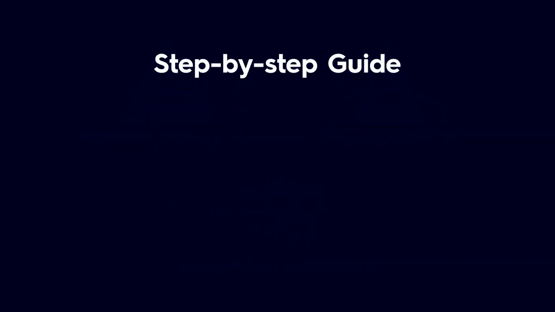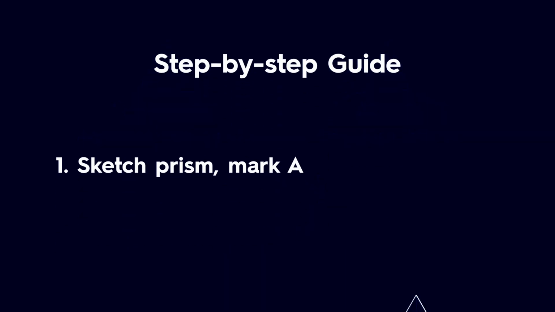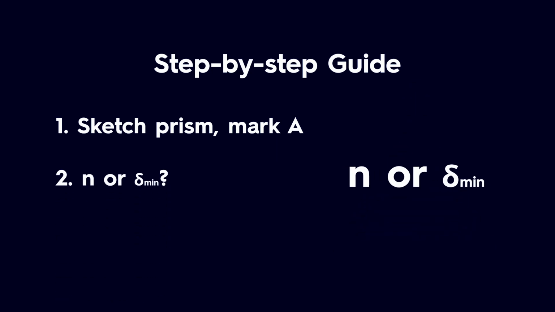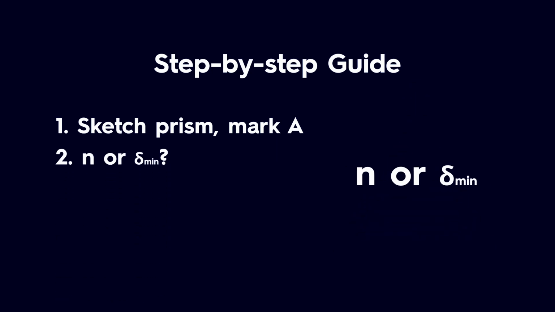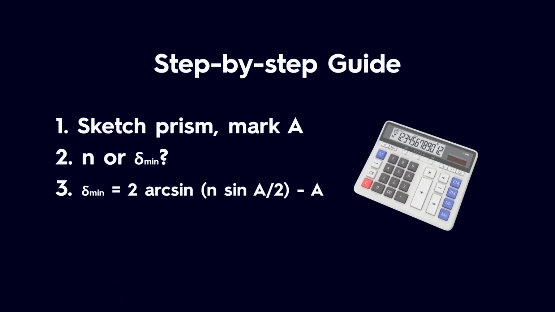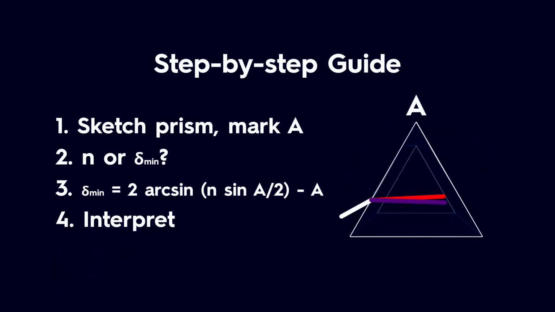Here's your 4-step recipe. 1. Sketch the prism and mark the apex angle. 2. Decide whether you are solving for the refractive index or for minimum deviation. 3. Plug your numbers into the minimum deviation equation and work carefully with your calculator. 4. Interpret the result physically. In the same prism, violet should bend more than red.